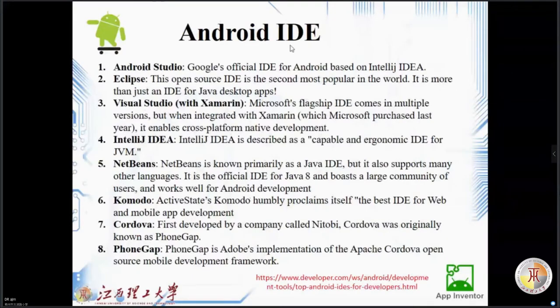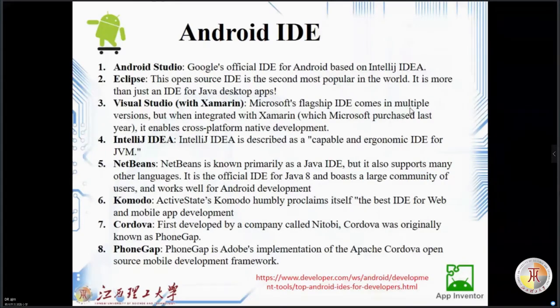These are the list of the Android IDEs. First one is Android Studio, generated by Google, the official IDE for Android. Another one is Eclipse, which is the open source IDE. It's the second most popular in the world, and it's more than just an IDE for Java desktop apps. Visual Studio with Xamarin is the Microsoft flagship IDE. It comes in multiple versions, but when integrated with Xamarin, which Microsoft purchased last year, it enables cross-platform native development. IntelliJ IDEA is described as a capable and economic IDE for the JVM. NetBeans is known primarily as a Java IDE, but it also supports many other languages, boasts a large community of users, and works well for Android development.